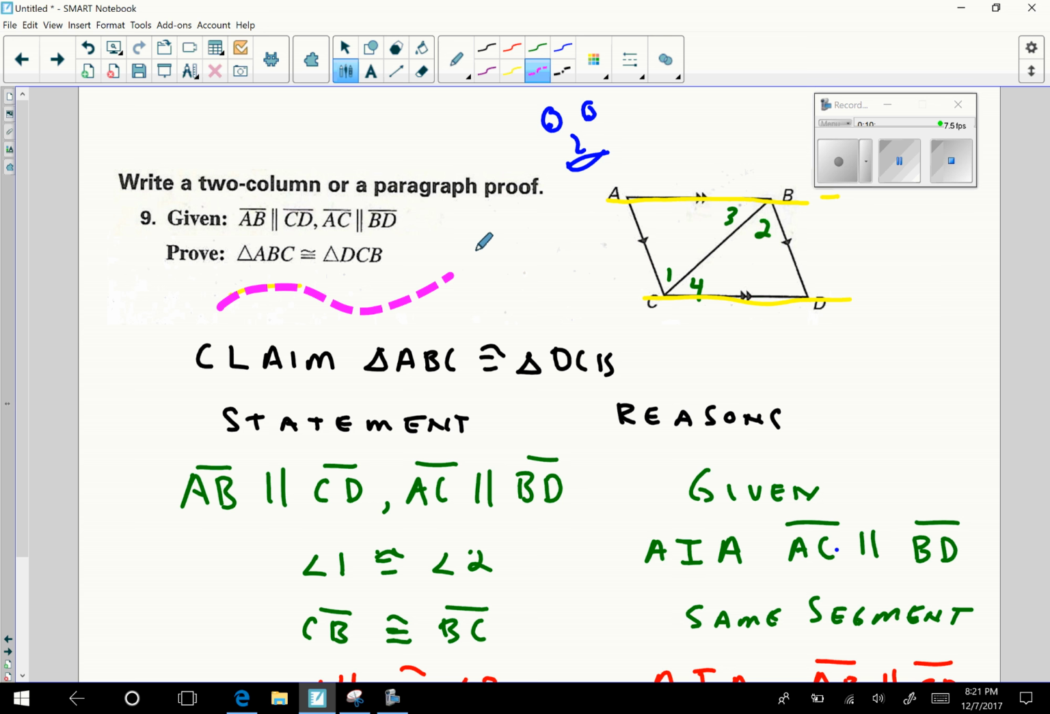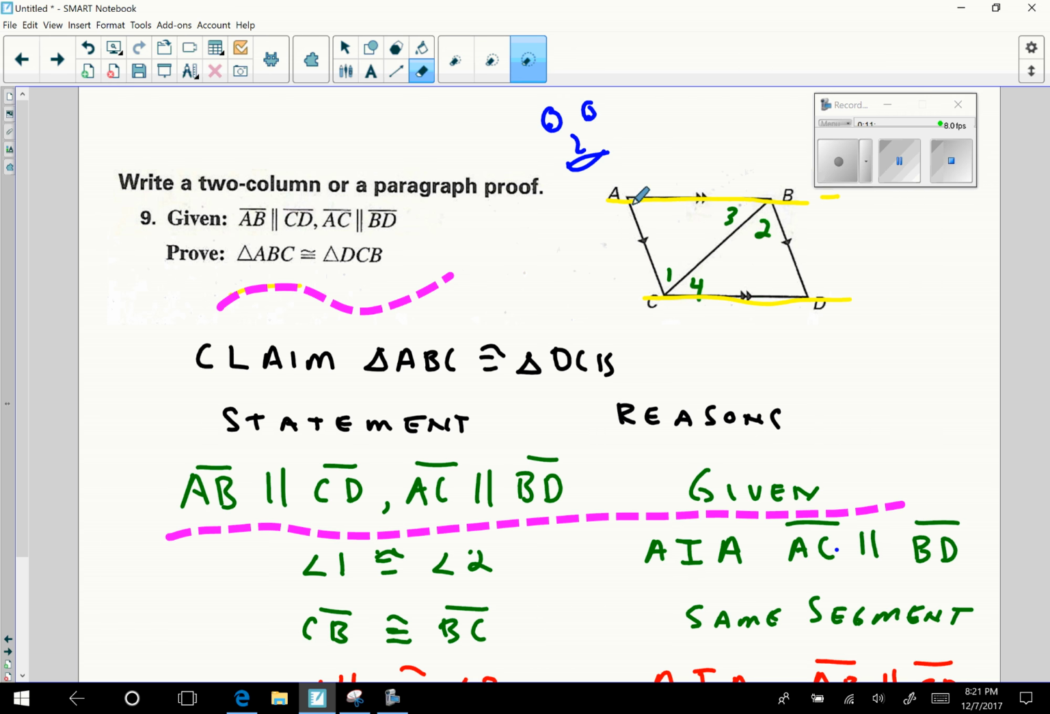So that's going to make my claim. Here's my given statement. Easy enough. I labeled the angles to make it easier to write the proof. Angle 1 is congruent to angle 2. Let's see why angle 1 is congruent to angle 2. I'm going to do the same thing that I did before: extend these lines and look at this transversal.